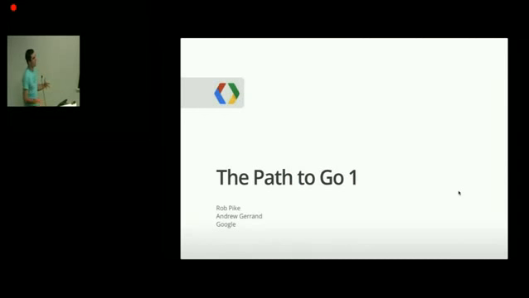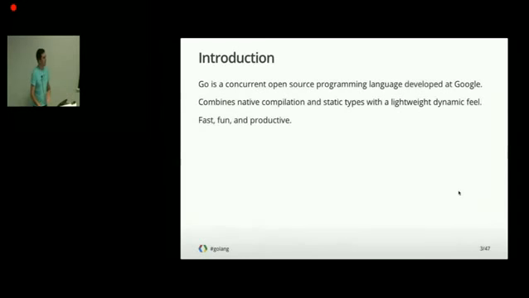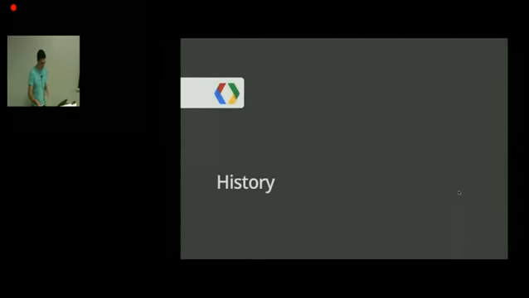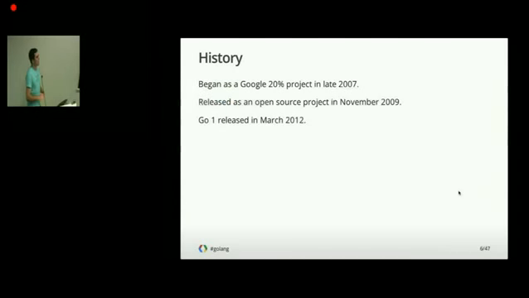Essentially, this talk is about why we chose to do Go version 1 and what that means, and the process with which we used to get there. Go is a programming language, and I'm skipping these slides because you know what it is. Go began as a 20% project at Google in 2007, and in November 2009 we went open source, and then we released Go 1 in March this year.